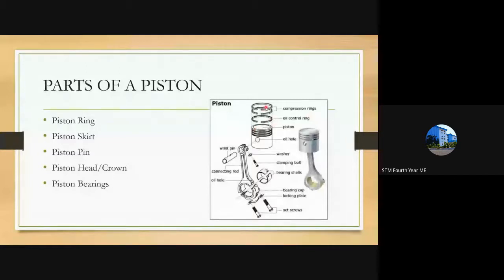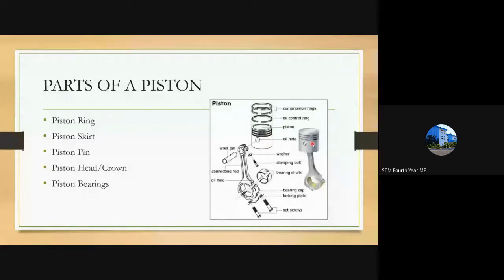All the three rings are called piston rings. Two of the rings are called compression rings, while one is called the oil ring. So compression rings and oil rings constitute the piston rings. Then comes the piston skirt. Piston skirt is nothing but the bottom portion of the piston. After the piston rings, the bottom portion of the piston is known as the piston skirt.